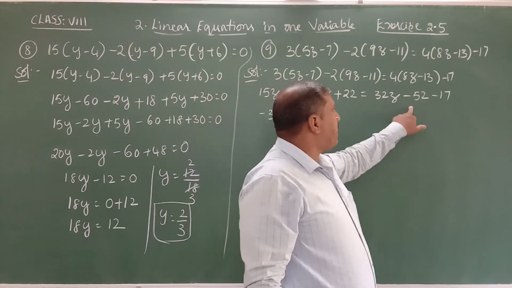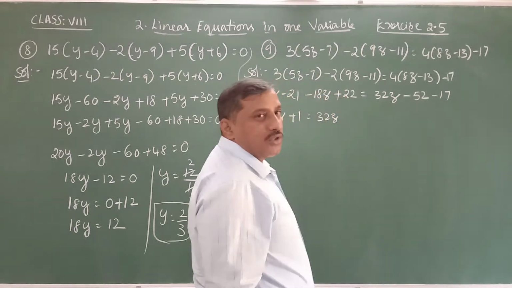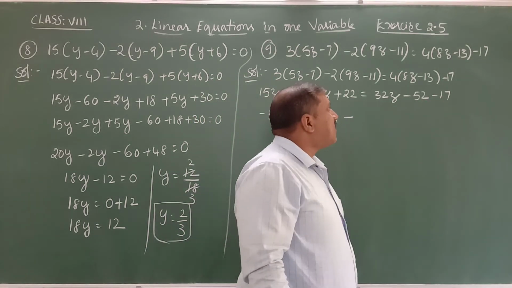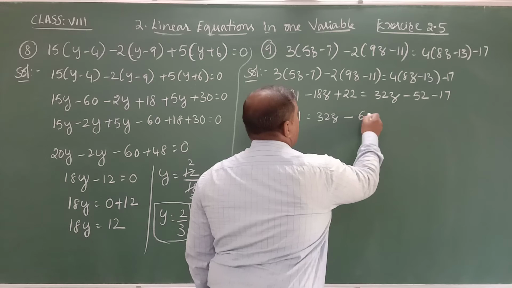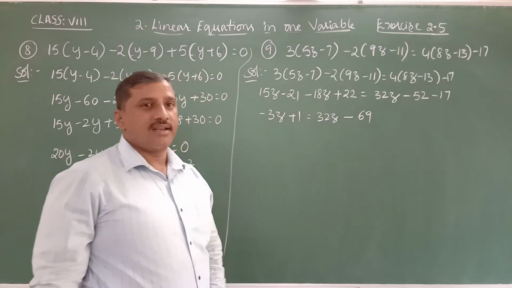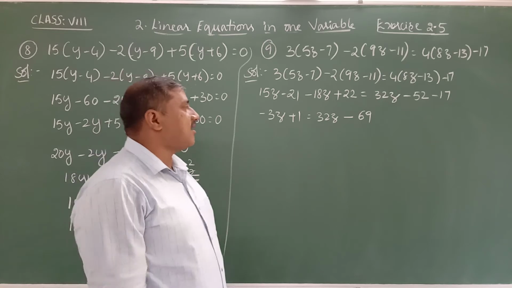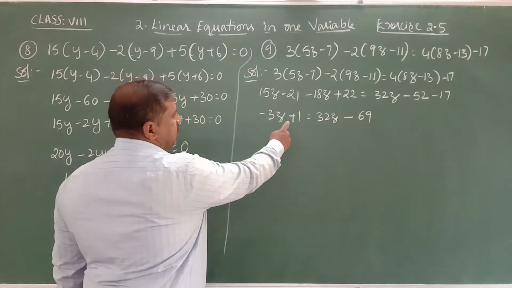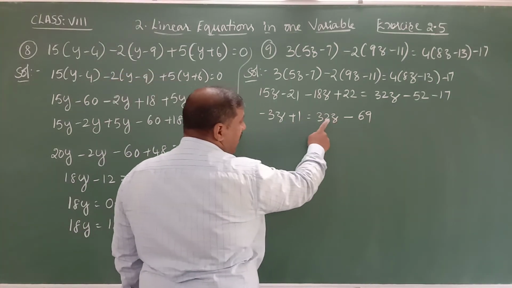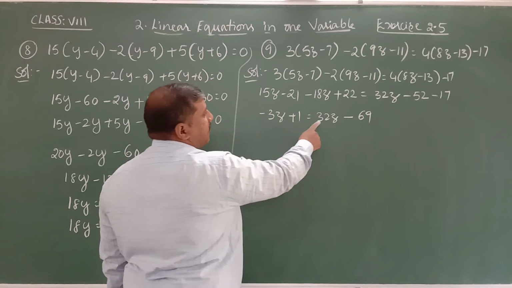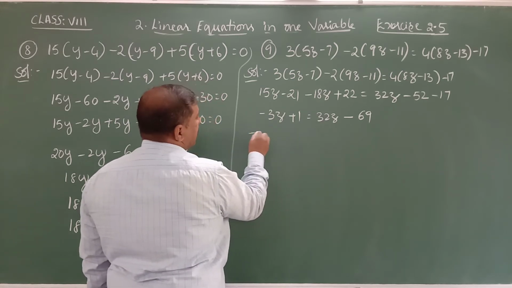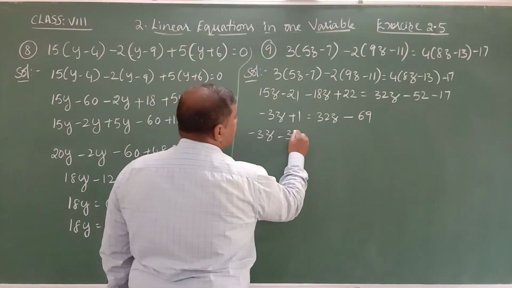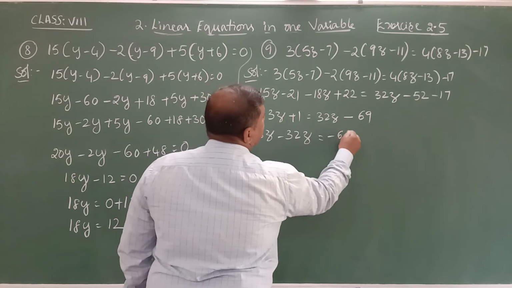32z minus 52 minus 17. So both are negative integers, add the numbers and take the common sign minus. 52 plus 17 is equal to what? 69. Minus 69. Now transpose variables to one side and constants to the other side. Now we got the linear equation form, that is the simpler form. Transpose plus 1 to the RHS and plus 32z to the LHS. Plus 32z will become minus 32z. That is minus 3z minus 32z is equal to minus 69.